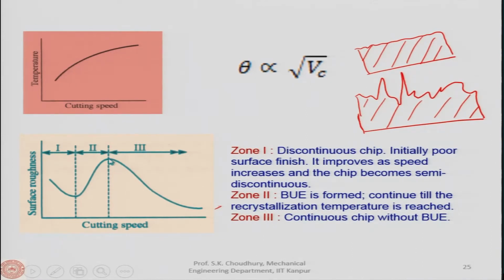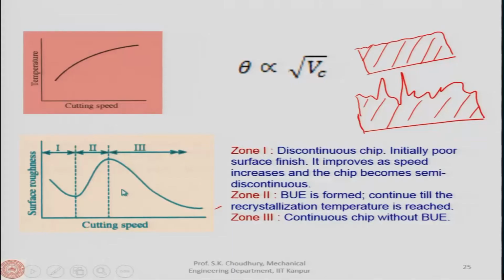Okay. Then from here the temperature will be more than the temperature of recrystallization, and the built up edge vanishes. Therefore, what happens is the surface finish improves, because the surface roughness goes down, because the built up edge is no more and the cutting process is smooth. So, these are the three distinct zones that are demonstrated during the cutting process for different cutting velocities.